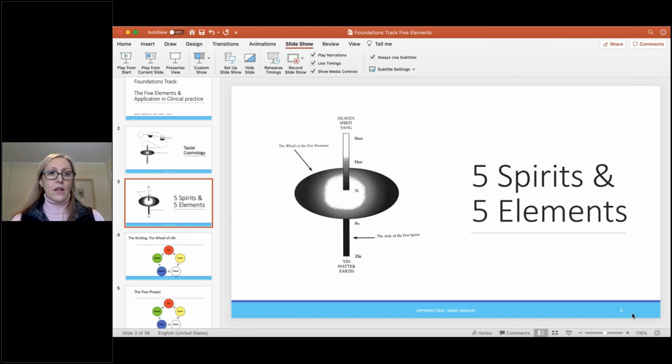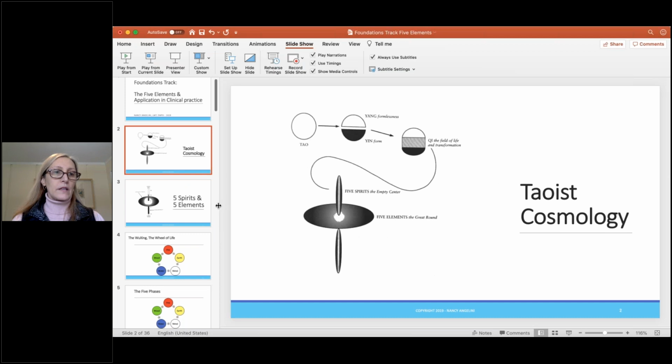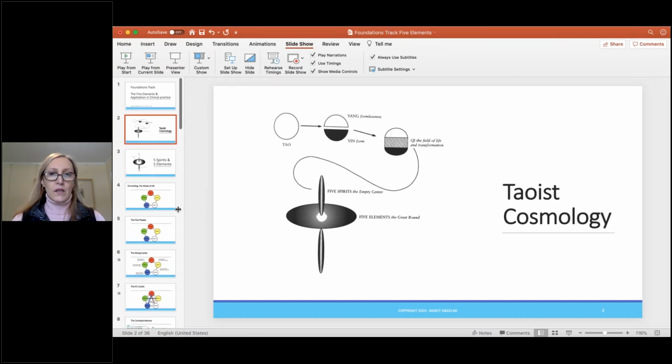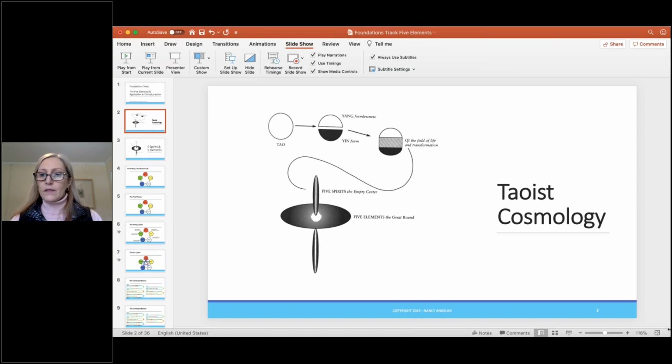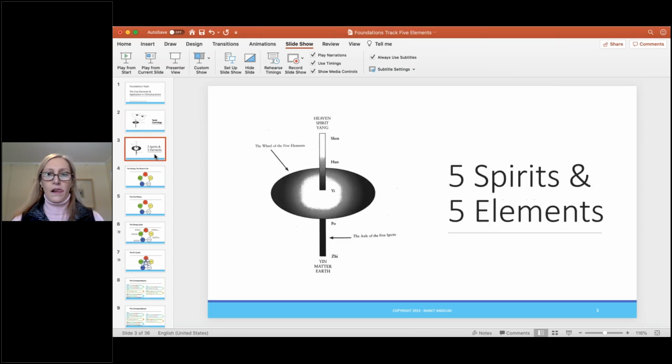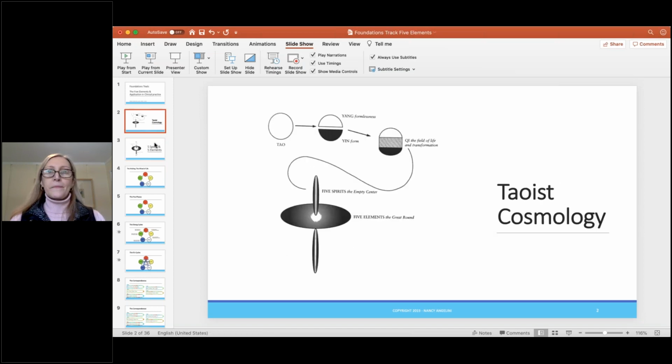Okay, so now we're seeing 5 spirits and 5 elements. Okay, so I guess I'm going to have to do it this way. I'm so sorry you weren't seeing that. So let me just move it like this. Okay, does everyone see that? I'm seeing Taoist cosmology. And I'm wondering if you are able to put it into full screen mode. When I just did that, you lost it. So let me try it again. It wasn't full screen mode, but I don't know what happened.